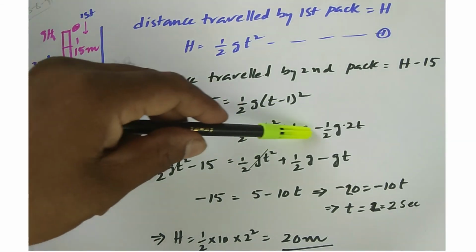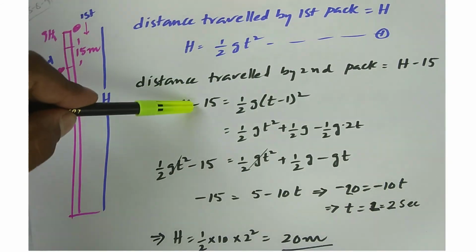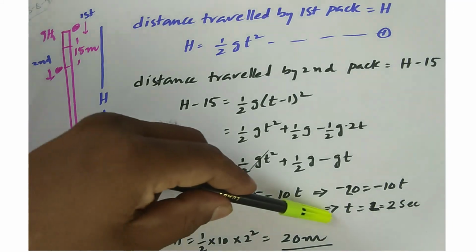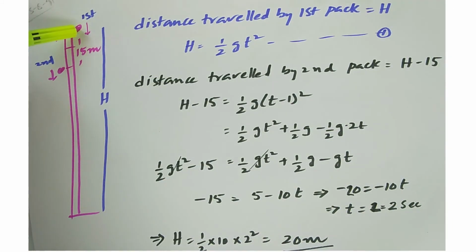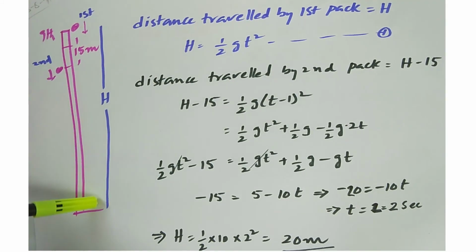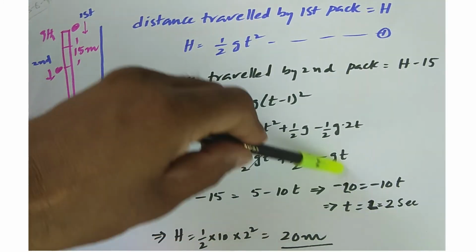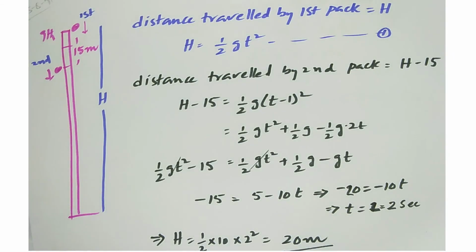Upon simplifying this, I got something like this. And h is equal to how much? Half gt squared. If I substitute that h here and if I simplify, I get t is equal to 2 seconds. It means the first body takes t time to reach the ground, which is taken as t. So we got t is equal to 2 seconds. Substitute the t here, you will get 20 meters. Means the height of the tower is 20 meters.